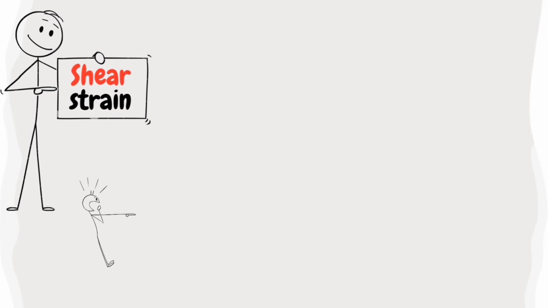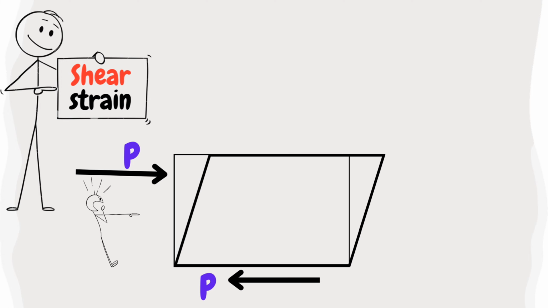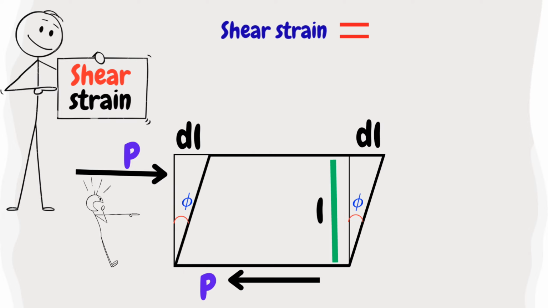Shear strain. Suppose a rectangular solid is subjected to a tangential force, P, along its top surface. The body will automatically resist the deformation through an equal and opposite tangential resistive force along its bottom fixed surface. Phi is the angle of deformation, dl is the horizontal displacement of the upper layer, L is the distance between the upper and lower layers. So shear strain will be dl upon L, which is tan phi.